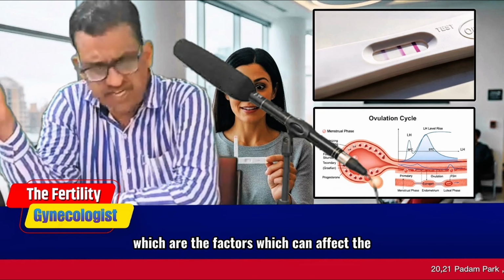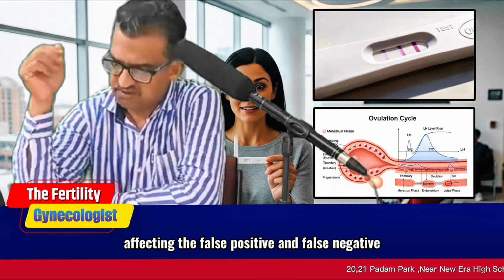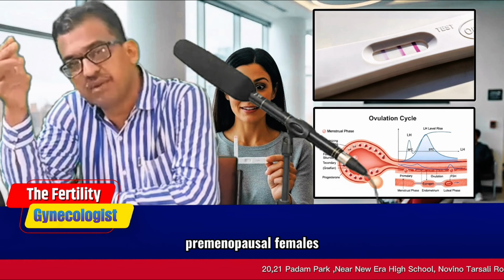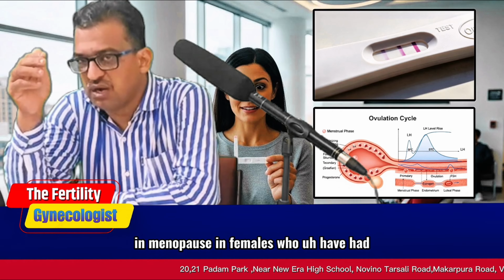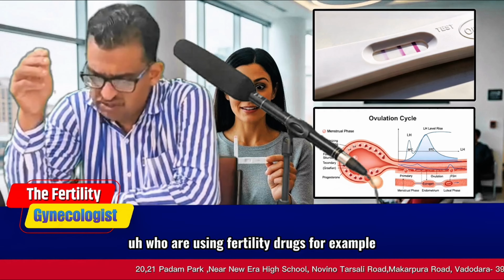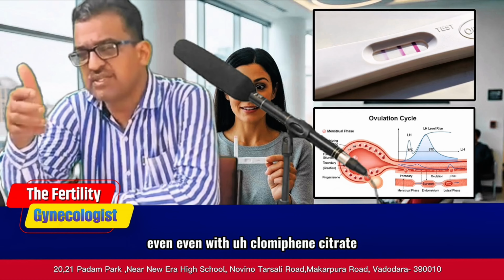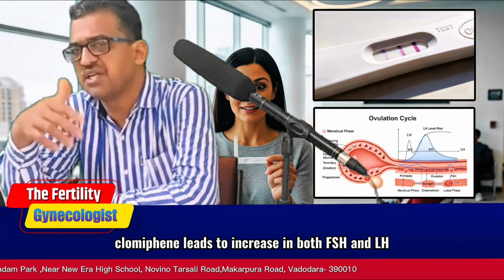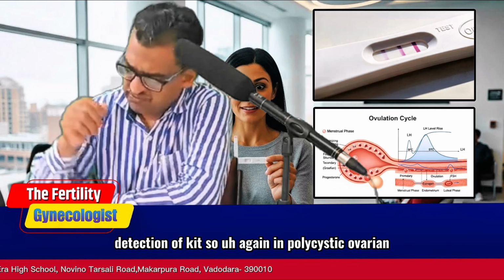Which are the factors which can affect the ovulation kit? I have again told you the factors causing false positives and false negatives, but these kits may not be very effective in premenopausal females, in menopause, or in females who are using fertility drugs, for example. Even with clomiphene citrate, if it is given in a high dose, say 100 milligram, 150 milligram, clomiphene leads to an increase in both FSH and LH, so it may interfere with the detection by the kit.